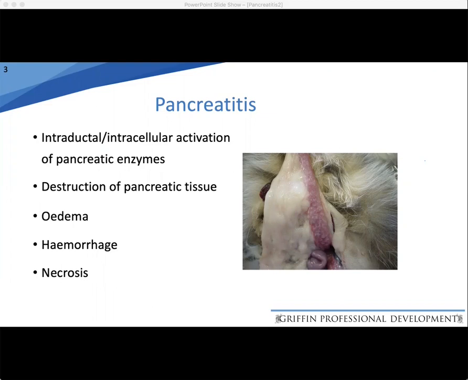Now, my surgical skills are poor, but just to make you aware, the picture on the right-hand side of your screen is in fact a post-mortem image, which is why obviously there's no sterile field. But here you can see a rather unpleasant looking, somewhat nodular pancreas in this particular dog.